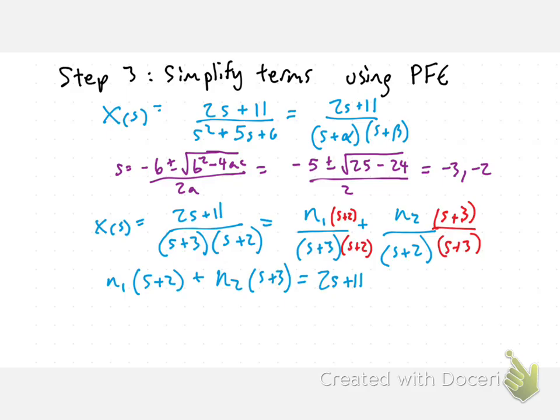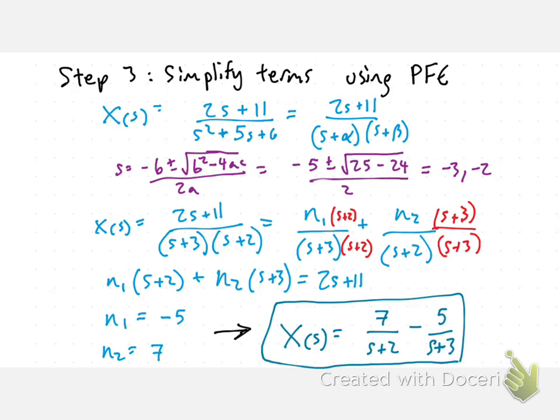Either way you do it, you should come out with n1 equal to negative 5 and n2 equal to 7. So that tells us X of s is equal to 7 over s plus 2 minus 5 over s plus 3, or you could say negative 5 over s plus 3 plus 7 over s plus 2. Hopefully you know that's the same thing. And now we have simplified our terms, which will bring us to step 4. And step 4 is going to be, let's use those terms.